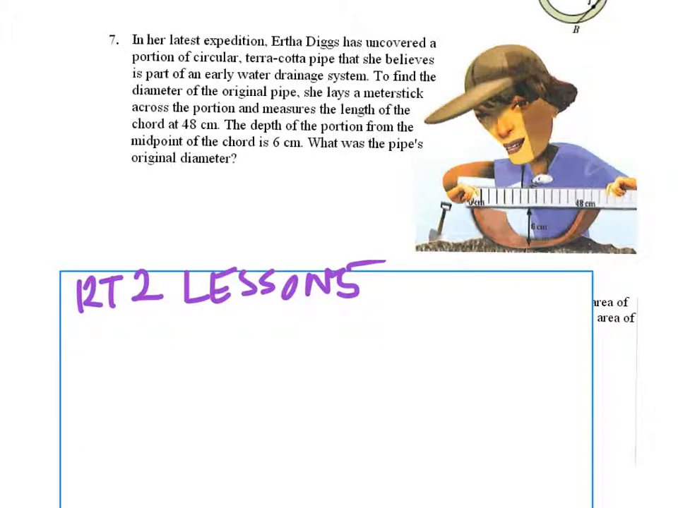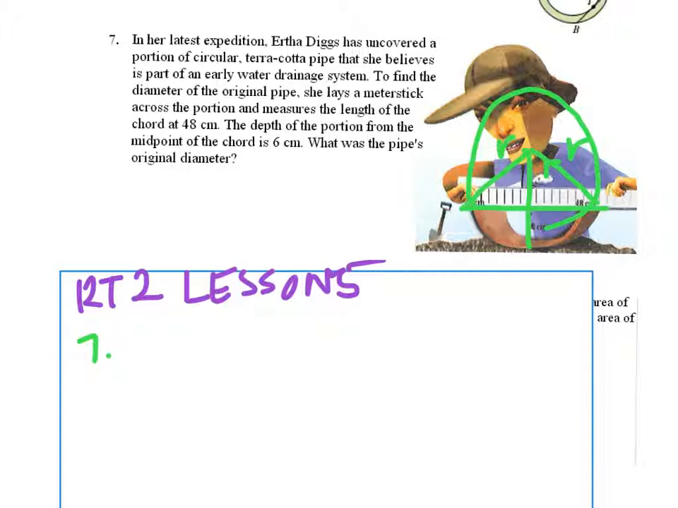To solve the Rt2 problem from Right Triangles 2 Lesson 5, we are going to redraw a picture of what's happening here. Actually, we don't need to. All we need to do is to sketch the rest of the pipe and put a center in our circle. I am going to call this original radius R. That's the original radius. From here to here, I have an original radius that I will call R. I'm now going to sketch the 48 in here.